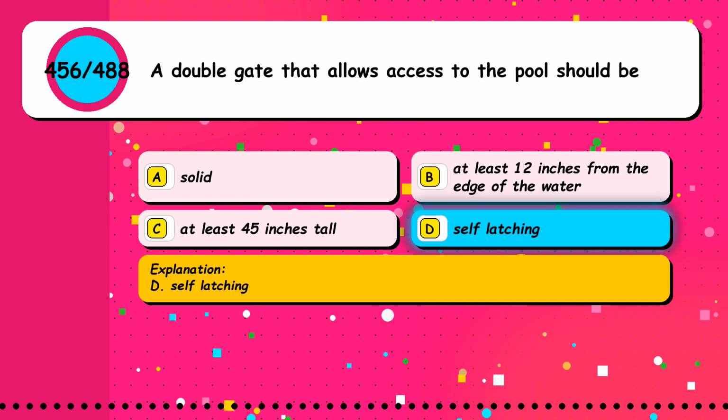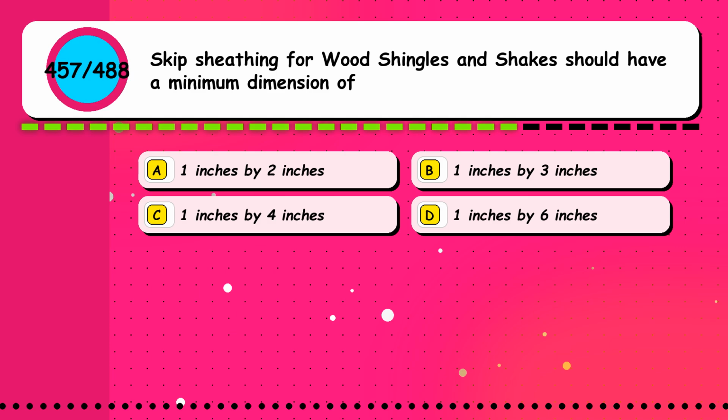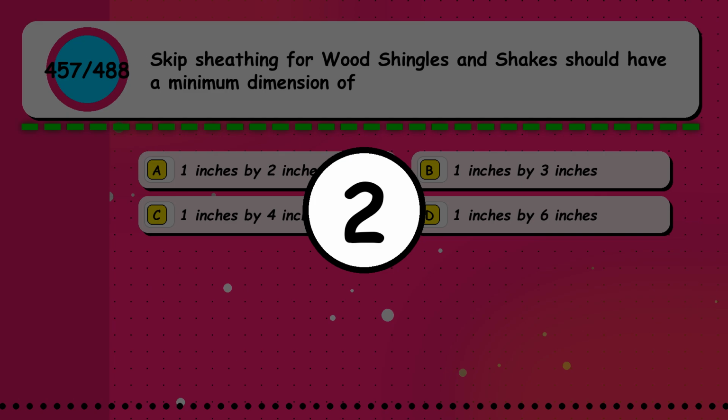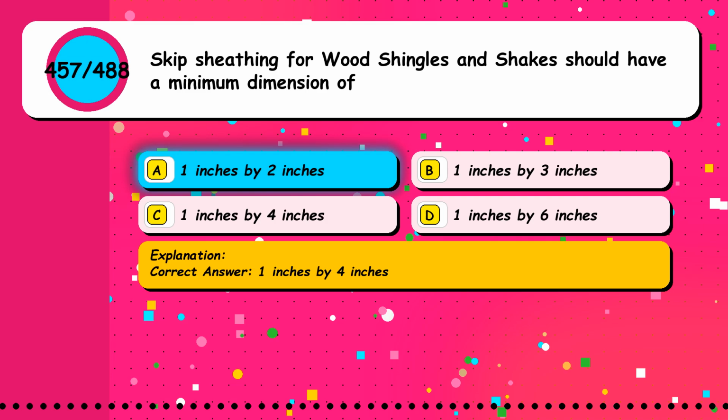D, self-latching. Question 457. Skip sheathing for wood shingles and shakes should have a minimum dimension of: option A, 1 inch by 2 inches. Option B, 1 inch by 3 inches. Option C, 1 inch by 4 inches. Option D, 1 inch by 6 inches. The correct answer is option A, 1 inch by 2 inches. Correct answer, 1 inch by 4 inches.